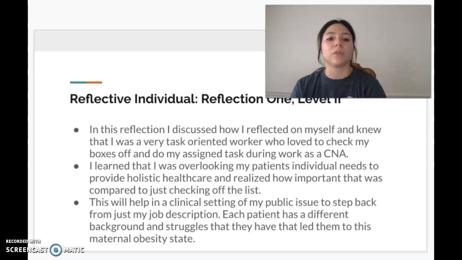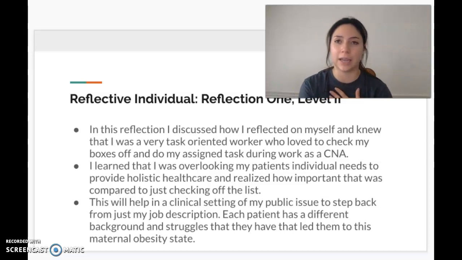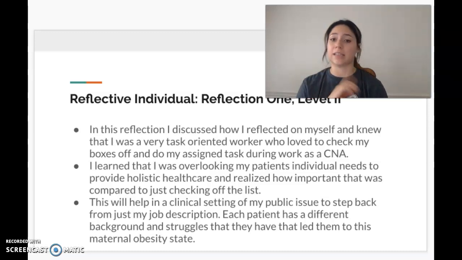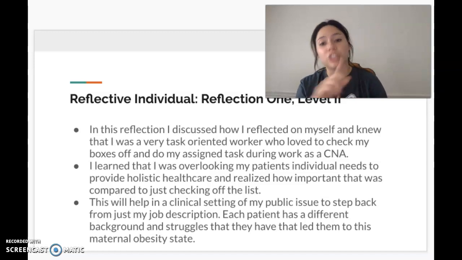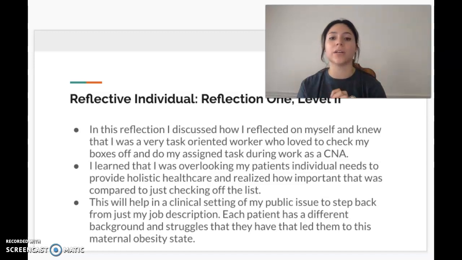Next, I'll be talking about my reflective individual portfolios. The first one that I use is a level 2. In this portfolio, I reflected on myself and just realized when I was first working as a CNA that I am a very task-oriented person. I really love to check off my boxes, get my to-do list done, get my patient done, and just move on. And I learned by reflecting on that even though I was checking the boxes of what my tasks and my duties were as a CNA, I was overlooking my patient's individual needs that might not be on my list of to-dos. And I just learned the importance of holistic healthcare and individualizing care for each patient.